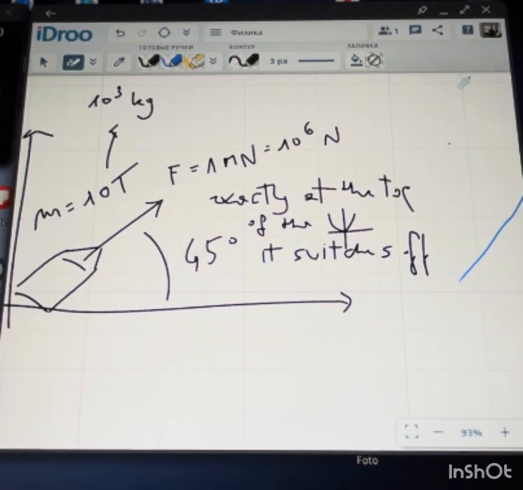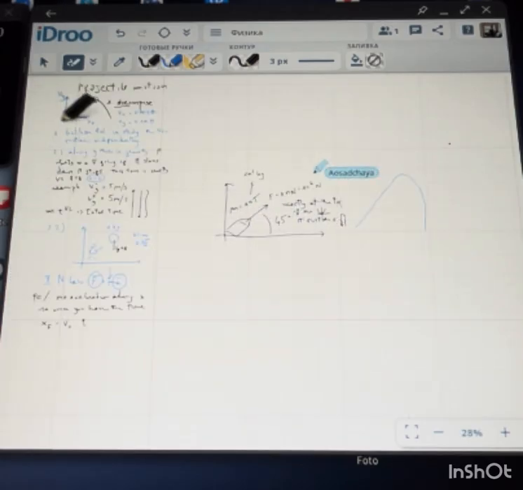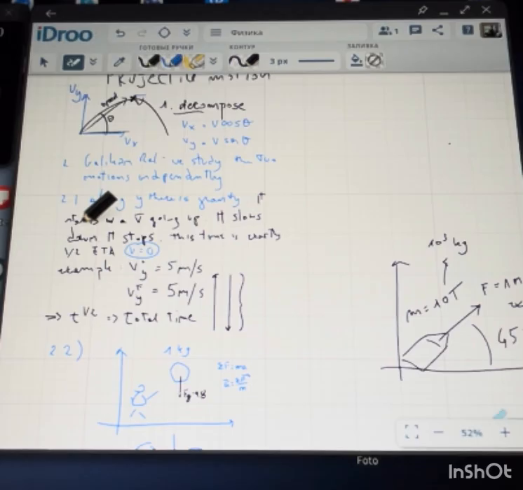It's like, and at the top it switches off. I don't. You do. You do. Let's try again. So let's go back to the board here. Come on, it's okay. So let's go back here and let's look. First, decompose.